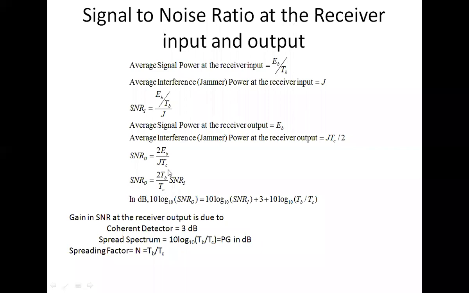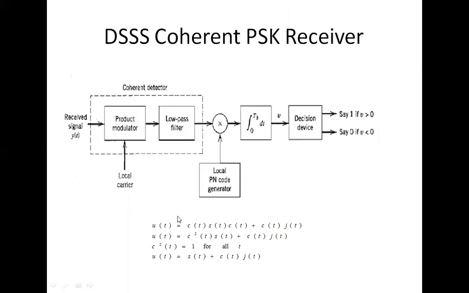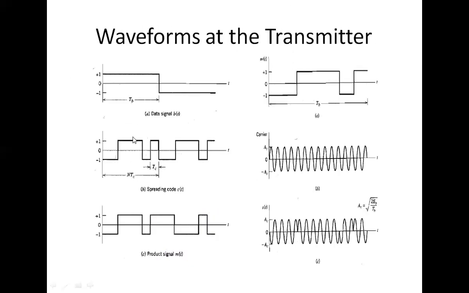If you rewrite this in decibels, it is 10 log to base 10 SNRO. You know why it is 10 log, why not 20 log? Because it is the ratio of powers. 10 log to base 10 SNRO is equal to 10 log to base 10 SNRI plus 10 log to base 10 of 2, that is almost equal to 3, plus 10 log to base 10 of TB by TC. And what is TB by TC? In the previous slides, we had seen that TB by TC is equal to N. That is called the spreading factor.